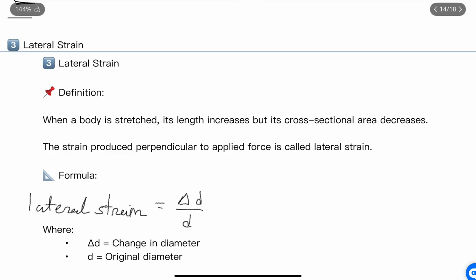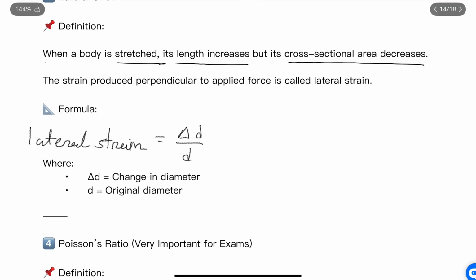Now, the second type is the lateral strain. In the linear strain, we have the change in length. In the lateral strain, due to some type of stress, when we apply the stress, there is a diametrical change in the subject, not in the length. So what's the definition? When the body is stretched, its length is increasing, but the cross-sectional area is decreasing. Like we can say the diameter is decreasing.